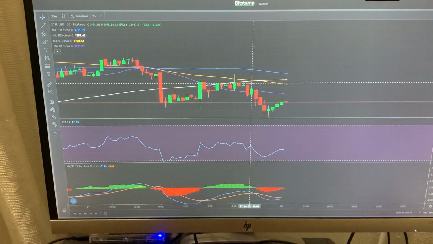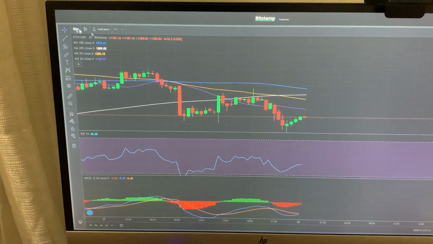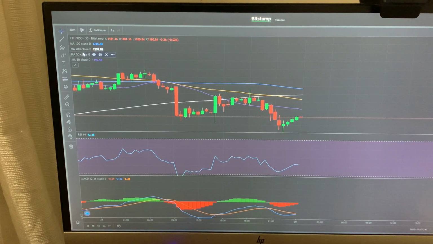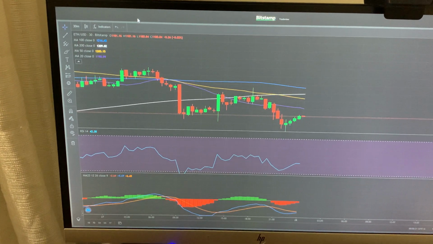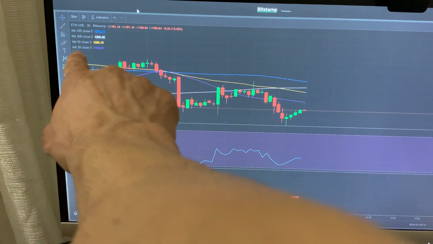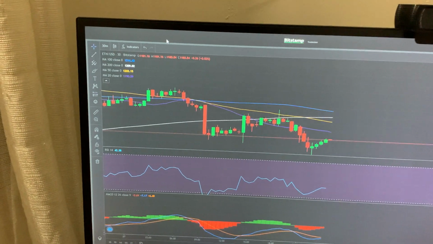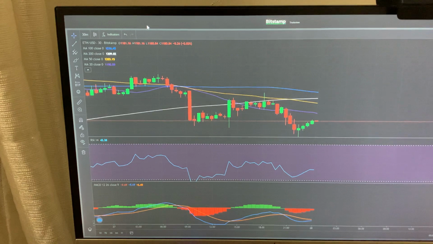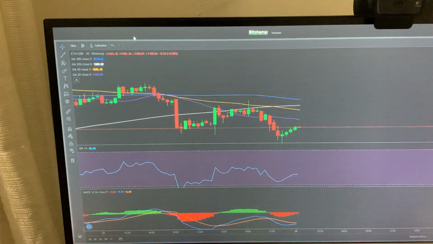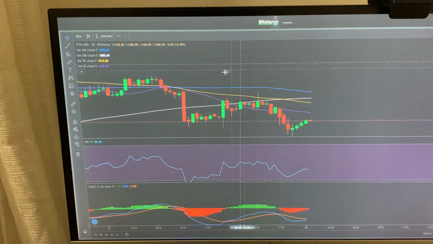All right, but let me show you something. You want to see the real numbers. I told you this before. This is the 20, 50, 100, and 200 moving averages right there. Correct? Now, those are the moving averages for 30 minutes. I watch the transactions every 30 minutes.